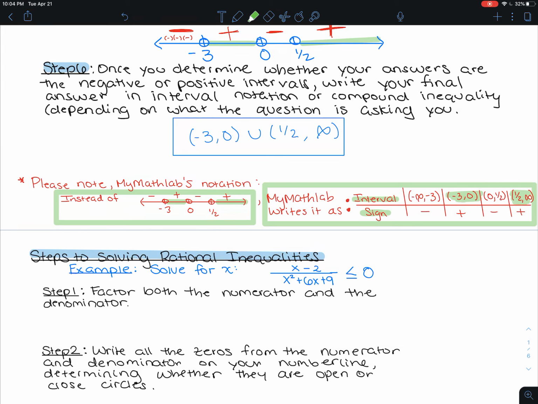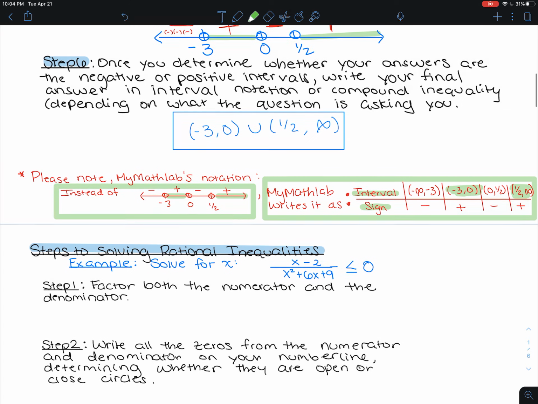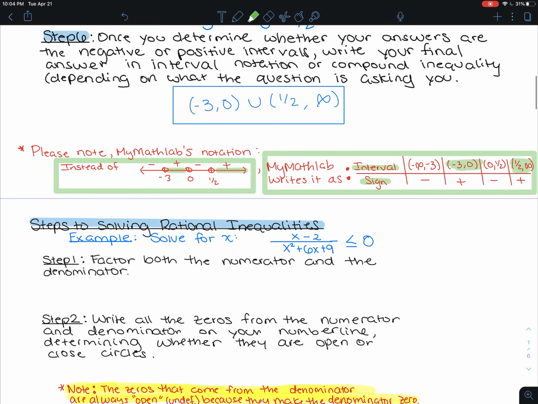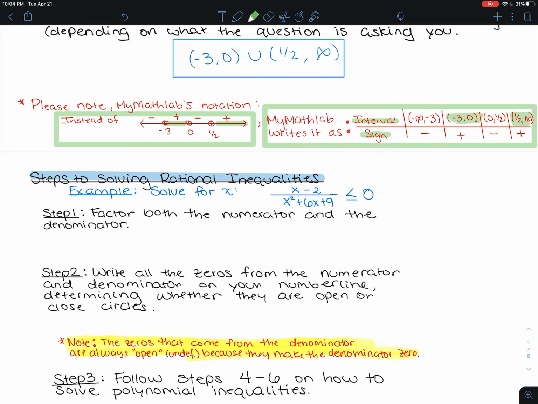Section 3.6, Polynomial and Rational Inequalities Part 2. Let's go ahead and now figure out how we solve rational inequalities. It's very similar to solving polynomial inequalities where one side of the inequality has to be set to 0. In this case, it is, so we don't have to do that part.